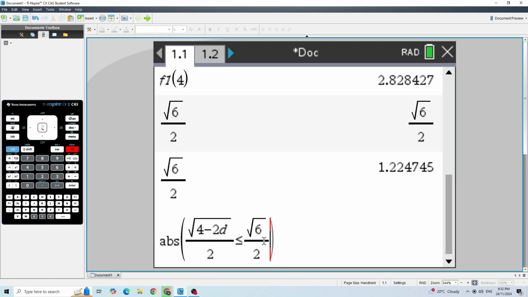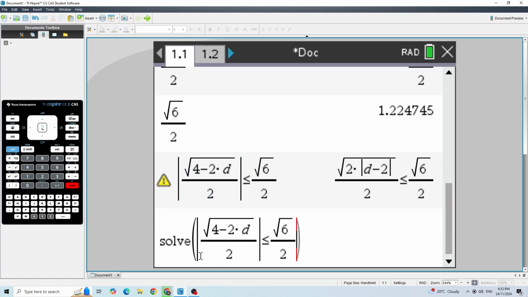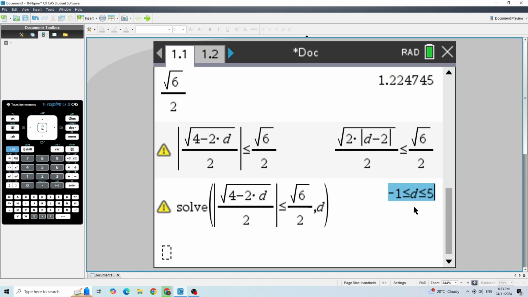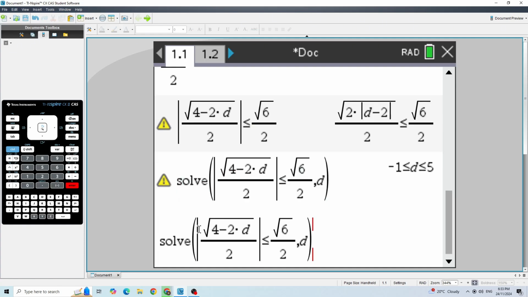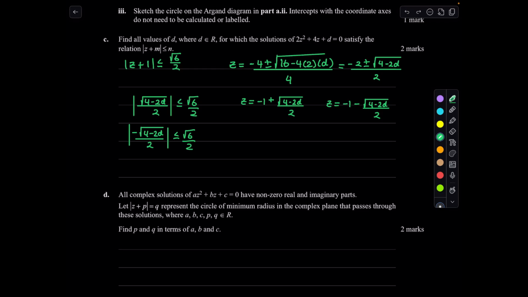Oh no, sorry, big problem. That's not supposed to be there. That's supposed to be outside. There it is, and of course we solve. Just put this expression here, comma d. So our d value is between -1 and 5. What about the other one that we did when we had a negative here? The same thing. Yeah, they're the same thing. So these are your d values. Let's write that down. So your d value is between -1 and 5. Beautiful. There it is. Next question.